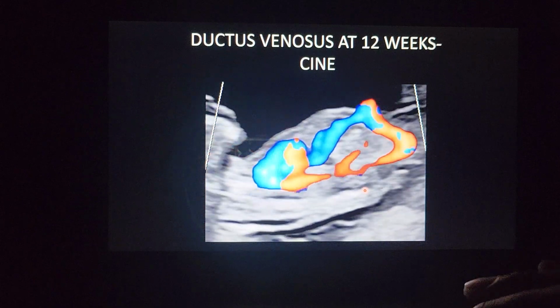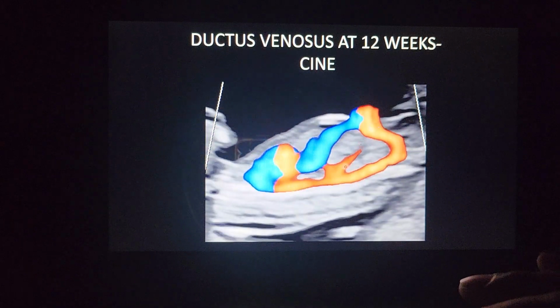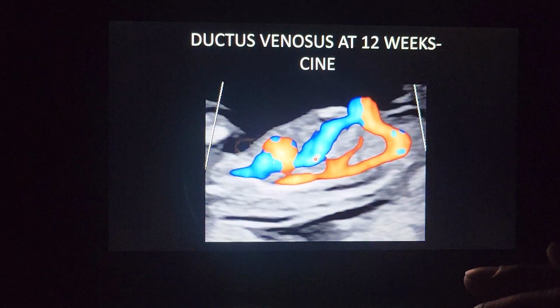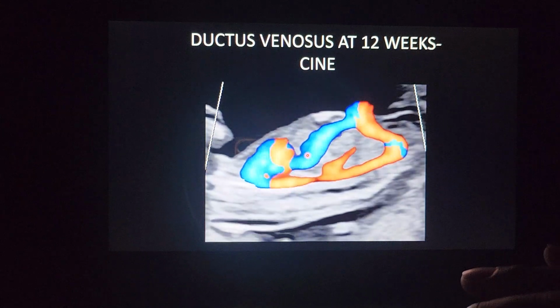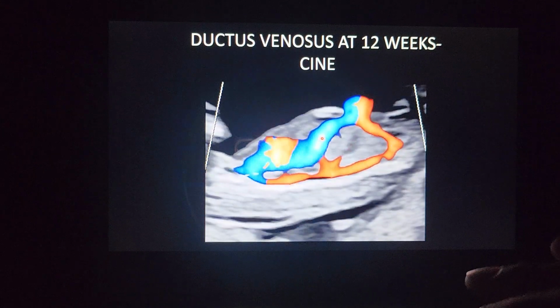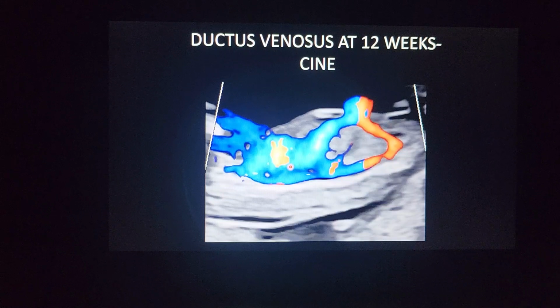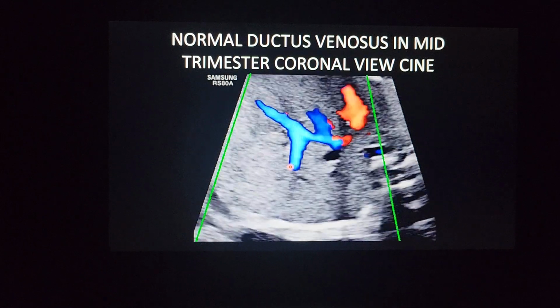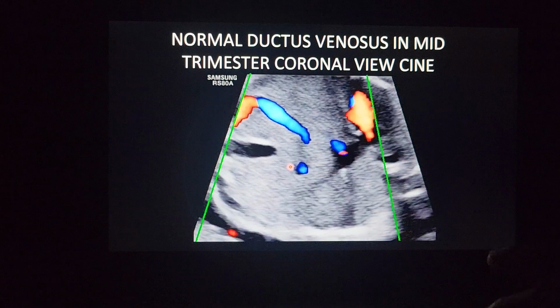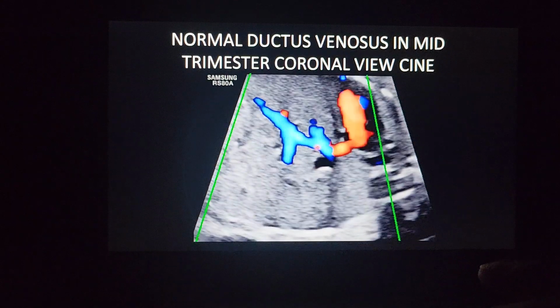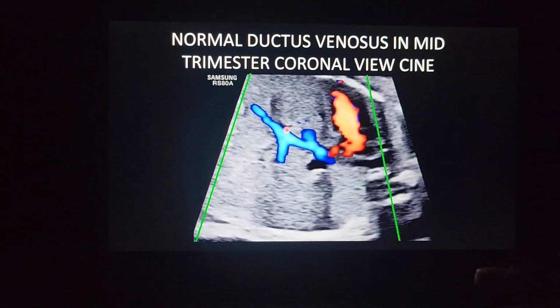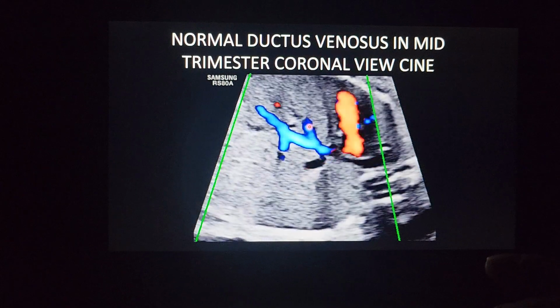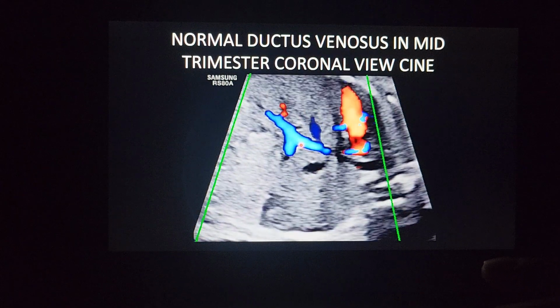On cine loop, you can see that this point of aliasing is the ductus venosus. Just anterior is the hepatic vein, proximal is the umbilical vein, distal is the IVC, which goes into the right atrium. The umbilical vein can also be seen in a semi-coronal image as shown here. This is the ductus venosus, that's the umbilical vein, that's the IVC, that's the hepatic vein, and this small segment is the ductus venosus.